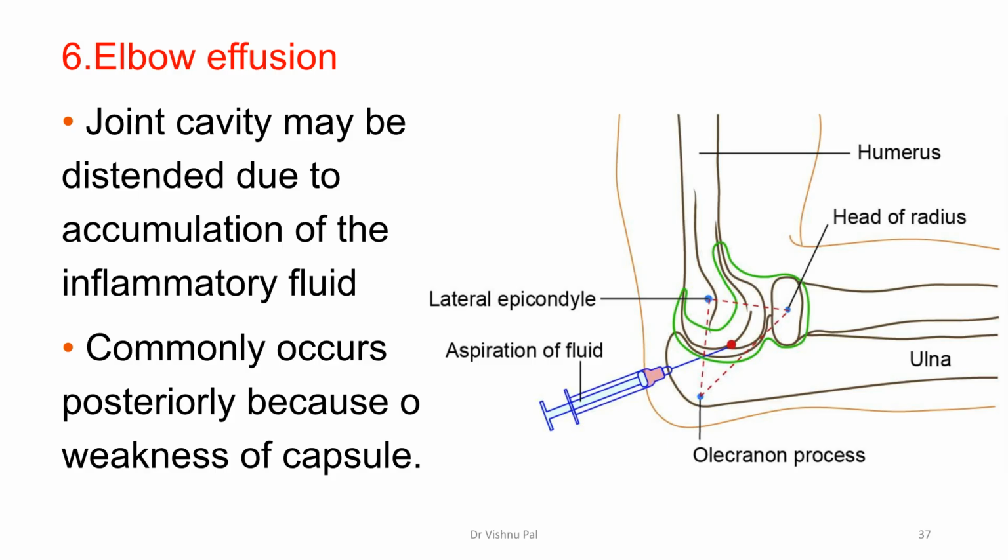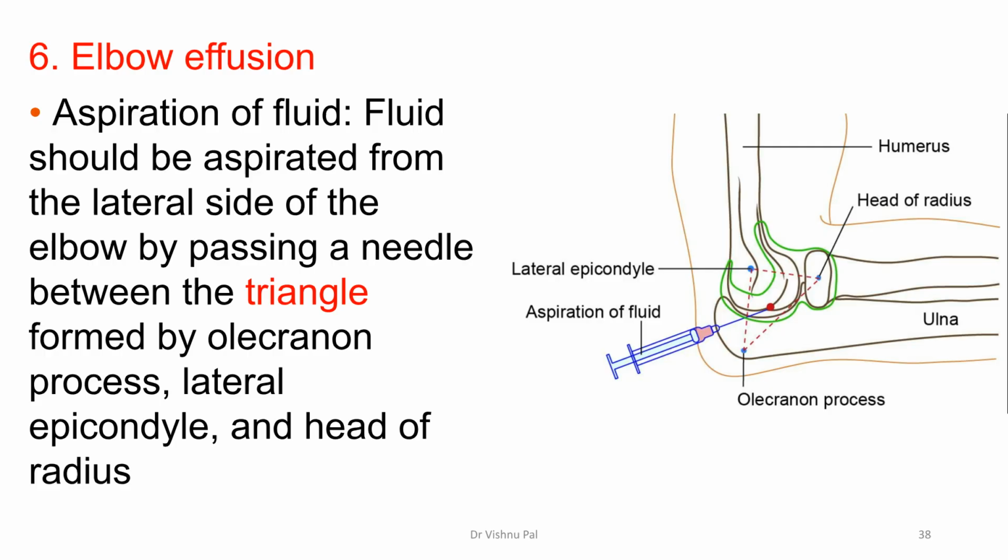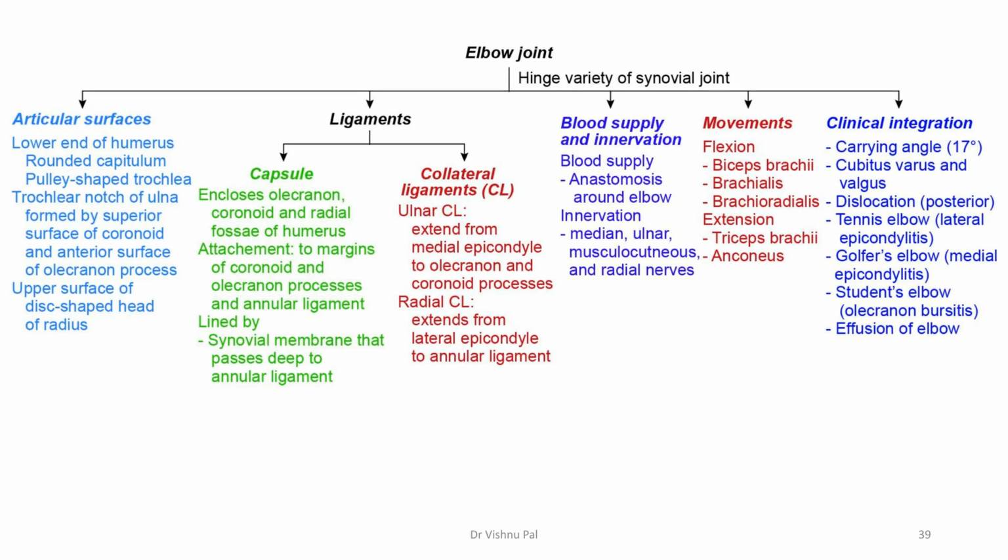Elbow effusion is the distension of the joint cavity due to inflammatory fluid accumulation. This commonly occurs posteriorly due to the capsule's weakness in that area. For elbow effusion, fluid aspiration should be performed from the lateral side of the elbow. A needle is passed into the triangle formed by the olecranon process, lateral epicondyle, and head of radius. This diagram provides a visual guide for the aspiration of fluid from the elbow joint, illustrating the correct needle placement.